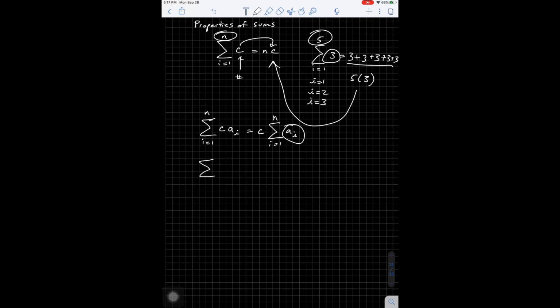Also, we want to know what happens with addition and subtraction. So say you've got some formula with i's in it, and then it's added or subtracted to another formula with i's in it. Two little parts to your formula. Well, it turns out that you can split those up. So in essence, this sigma notation distributes through addition and subtraction. You can take the sum of the one plus or minus the sum of the second one and treat them separately.